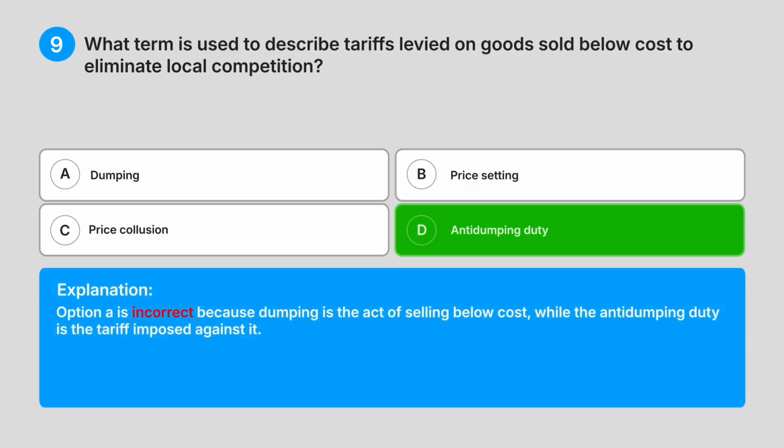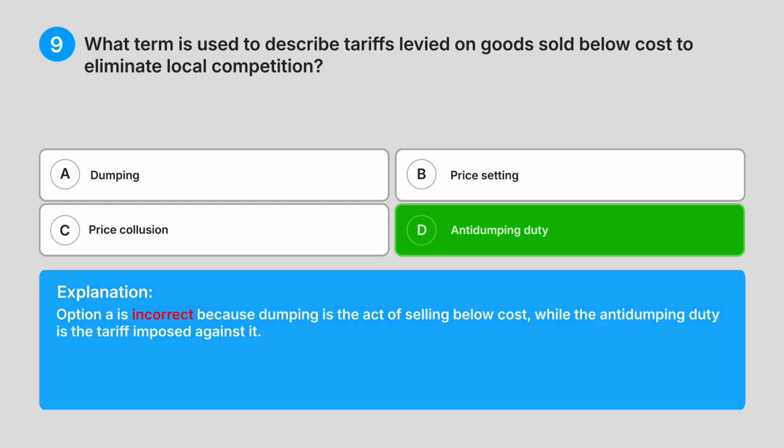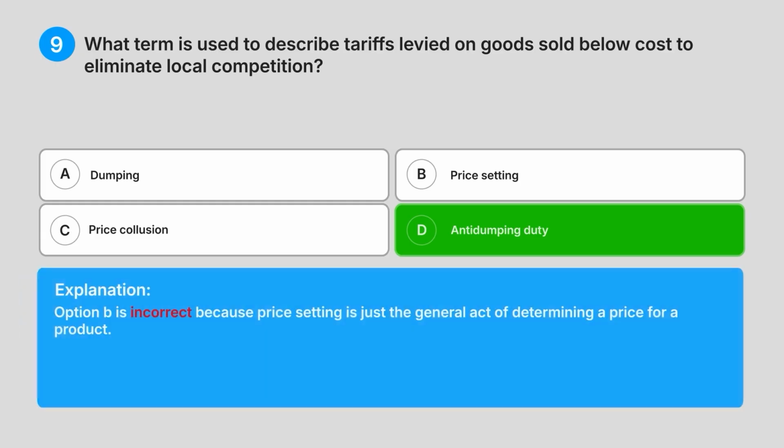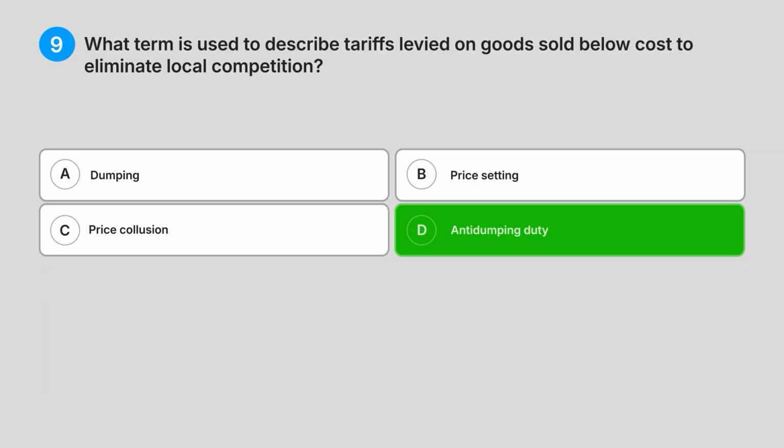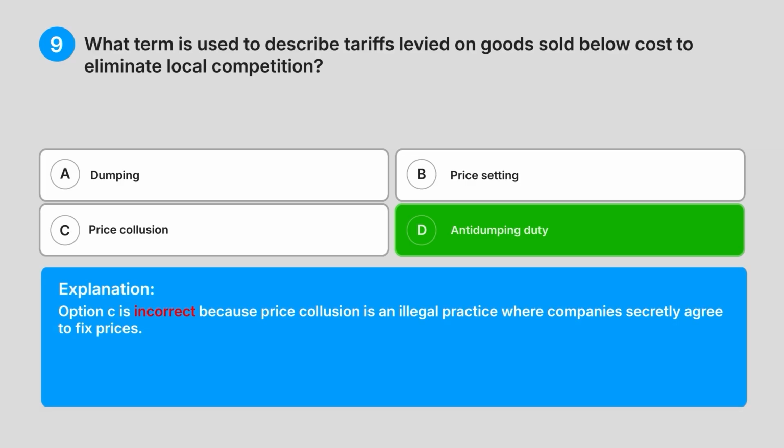Option A is incorrect because dumping is the act of selling below cost, while the anti-dumping duty is the tariff imposed against it. Option B is incorrect because price setting is just the general act of determining a price for a product. Option C is incorrect because price collusion is an illegal practice where companies secretly agree to fix prices.